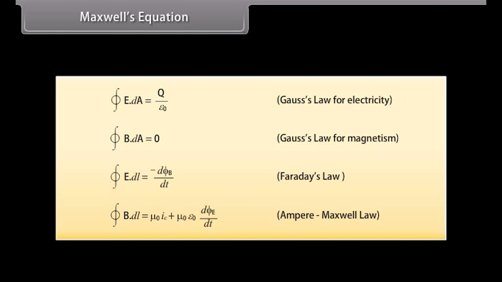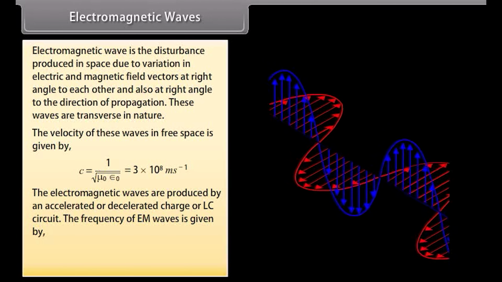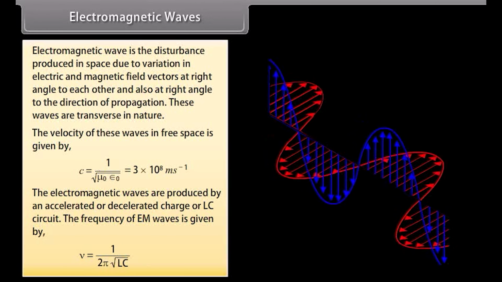Electromagnetic waves are produced by an accelerated or decelerated charge or an LC circuit. The frequency of EM waves is given by 1 upon 2 pi under root LC.